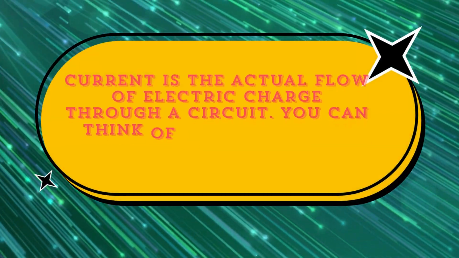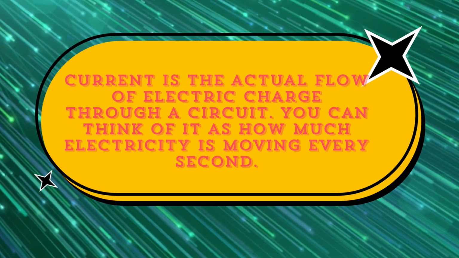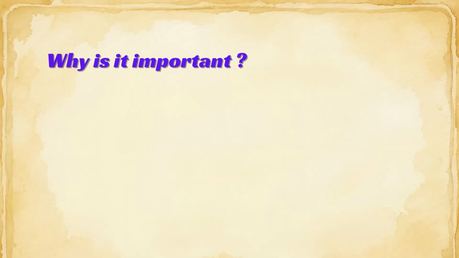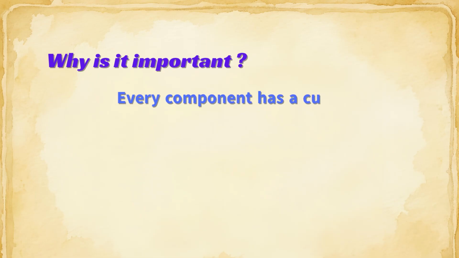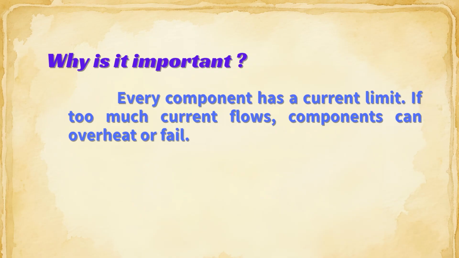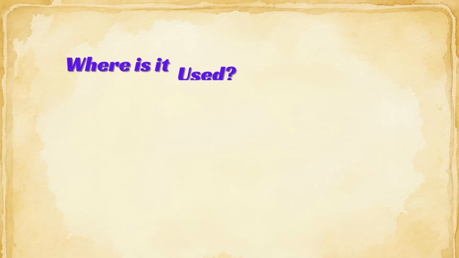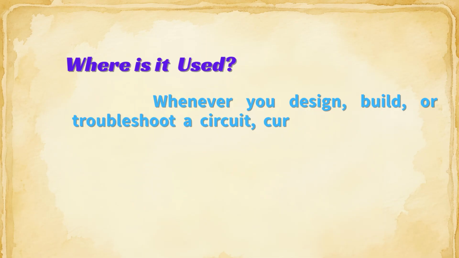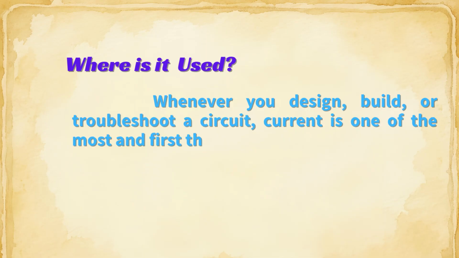Number 2. Current. Current is the actual flow of electric charge through a circuit. You can think of it as how much electricity is moving every second. So why is it important? Every component has a current limit. If too much current flows, a component can overheat or fail. Where is it used? Whenever you design, build or troubleshoot a circuit, current is one of the first things you will measure.